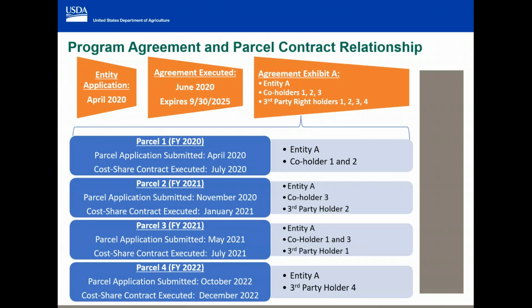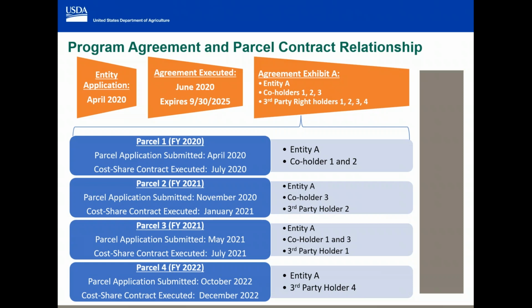So a little about what that relationship potentially looks like. An entity application has to be submitted one time, and then once the agreement is executed, it persists for that 3 to 5 year period. The only attachment that has to be separately filled out for the agreement is the one that identifies the various entities that may be party either to the agreement itself, which would be any identified eligible entities, as well as any co-holders potentially identified. And then it also lists the potential third-party right holders.